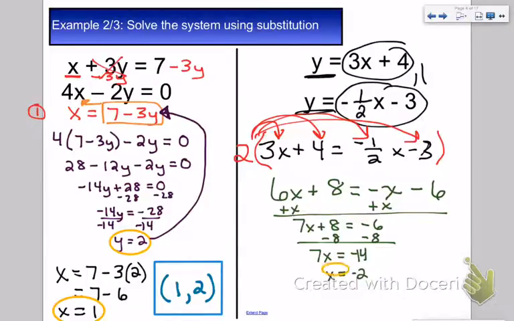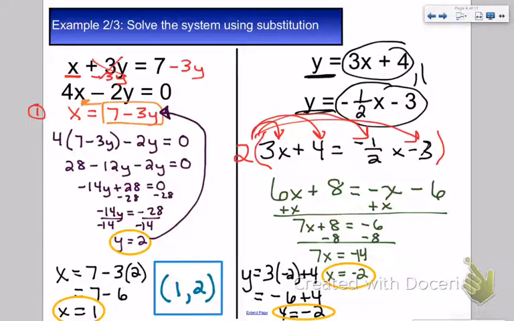Again, I need to plug this back into one of the two equations. I'm going to use the first equation because I don't want to plug it in with the fraction. I think it's easier to plug it into the first one. So y is equal to 3 times negative 2 plus 4. So y is equal to negative 6 plus 4. Therefore, y is equal to negative 2.